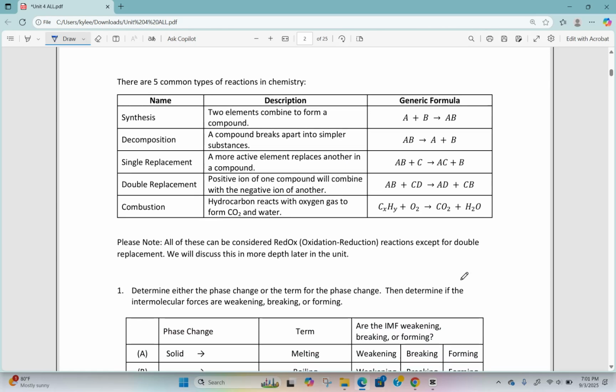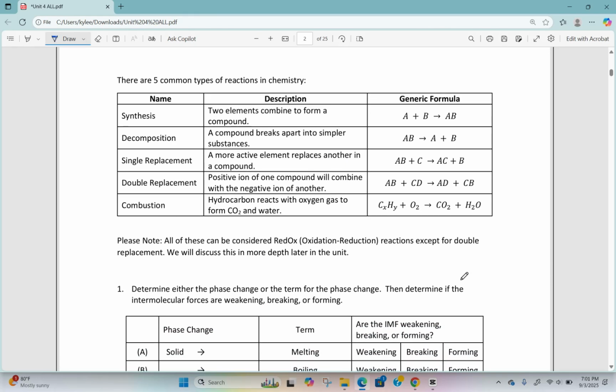There are 5 types of chemical reactions that we like to try and categorize in chemistry, and their names are over here on the left. The first type is called a synthesis reaction. This is when two elements combine to form a compound. When I teach it to my students, I call this the marriage reaction. I think relationships is a nice way to talk about what's happening here. We've got two single things coming together to form one couple, if you will.